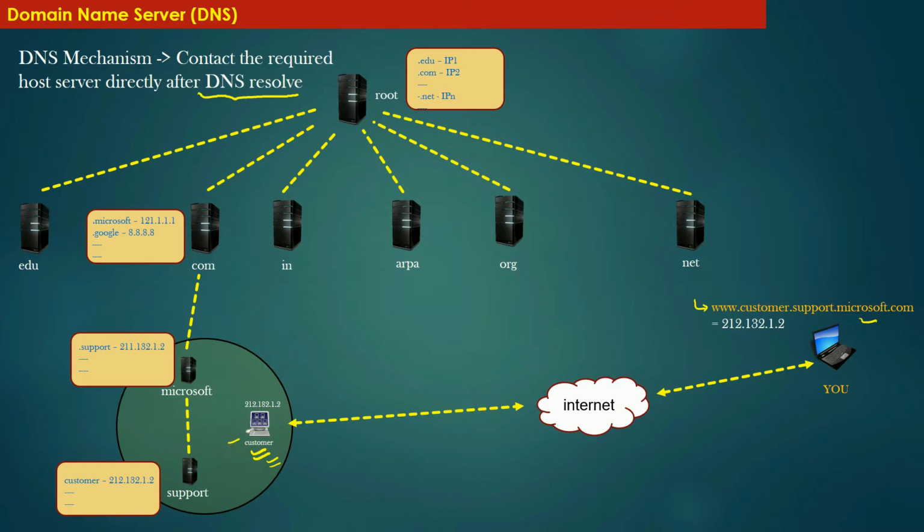Right? So as soon as you know the IP address of any machine on the internet, you can always set up the communication with that machine in whatever way you want. So when your machine is carrying out communication with this customer machine, the IP packet that is generated by your machine will have the destination IP address in the IP header equal to the IP address of this customer machine, which is 212.132.1.2. Right? So once your machine knows the IP address of the customer machine, at this point of time, the job of the DNS system or DNS mechanism is over.